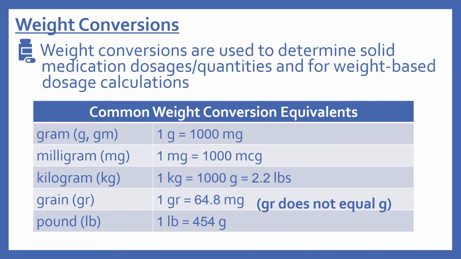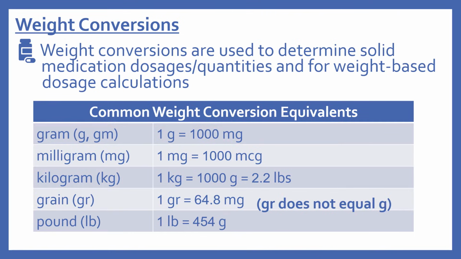Now we'll look at the weight conversions. Weight conversions are used to determine solid medication dosages and quantities, and for weight-based dosage calculations. So this chart are the common weight conversion equivalents that should be committed to memory. With gram, 1 gram equals 1,000 milligrams. Milligram, 1 milligram equals 1,000 micrograms. Kilogram, 1 kilogram equals 1,000 grams, and that also equals 2.2 pounds.